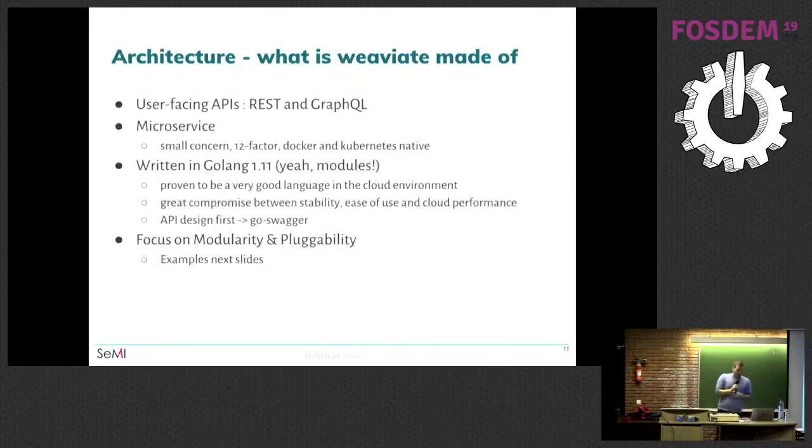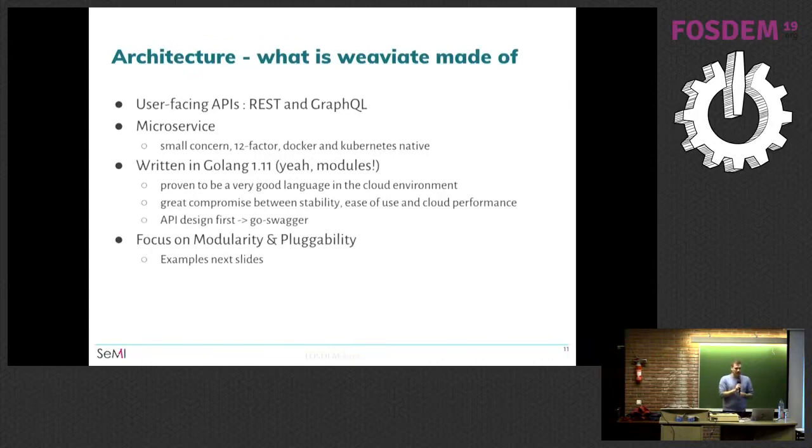So a bit more on the architecture. The user-facing APIs that we have, I've already talked about GraphQL, and we think it makes it very easy for users to discover the API. But we also, of course, have a REST API. So for importing, for example, if you have a flat list of your data and references are basically just IDs, then a REST API comes in very handy. So that's the other API that we have.